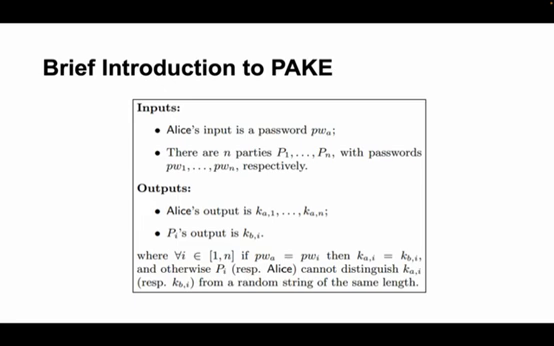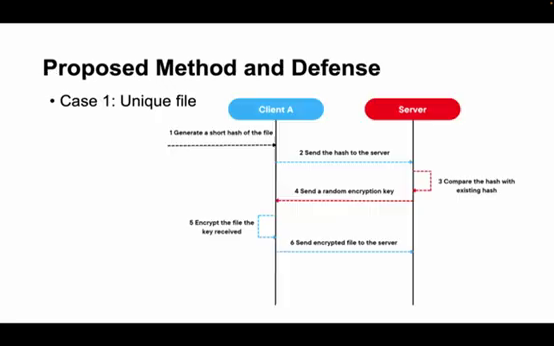Here is the PAKE protocol used in the method proposed in this paper. One client, Alice, runs multiple PAKE instances with other clients. If Alice uses the same password with one other client, they will have the same output. In the method proposed by this paper, it uses the hash value of the file as the password. If two clients have the same file, they will have the same password, hence they can use the PAKE protocol to communicate safely.